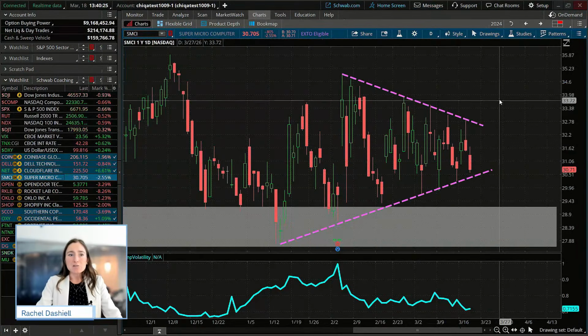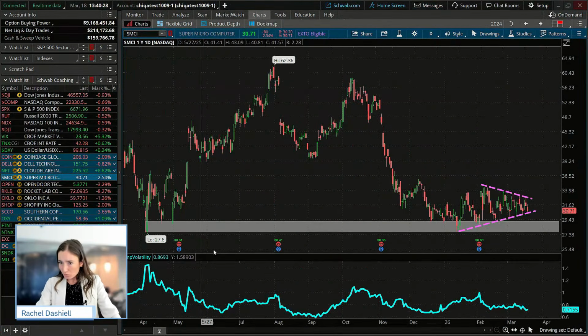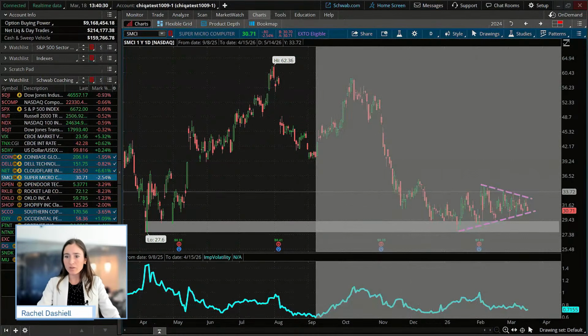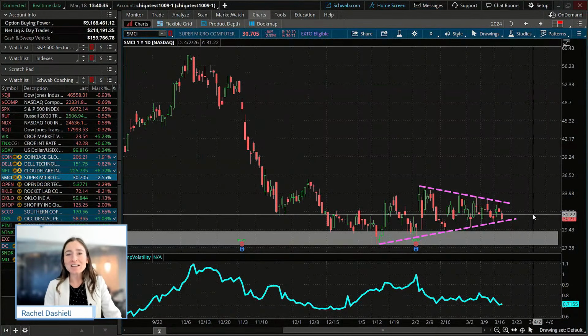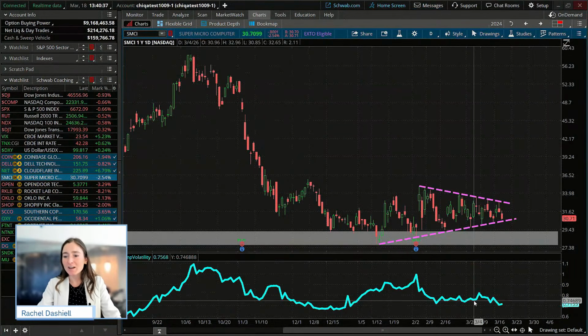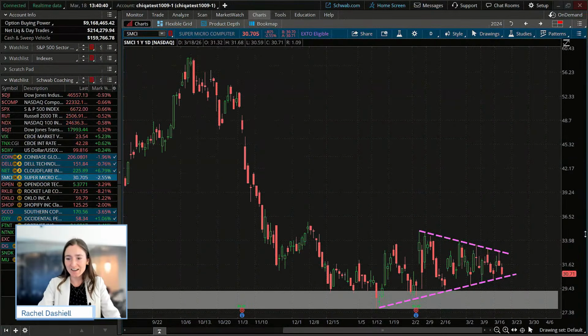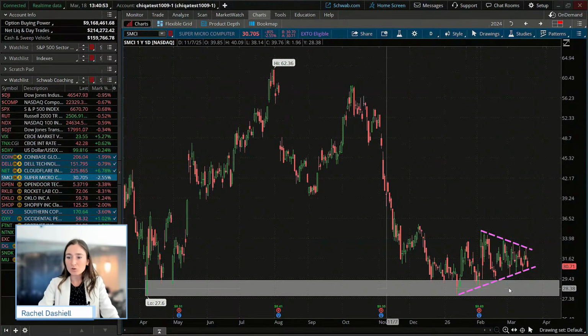So one of them being Super Micro Computer, we're having this coil, this symmetrical triangle where we can see how many times price has been touched on the upside and on the downside of this triangle formation, and we can just see it's getting compressed and compressed and compressed. Volatility is also squeezing as well. So that is definitely one for the watch list. That is occurring at a crucial level of long-term support there with SMCI. So that's one of them.